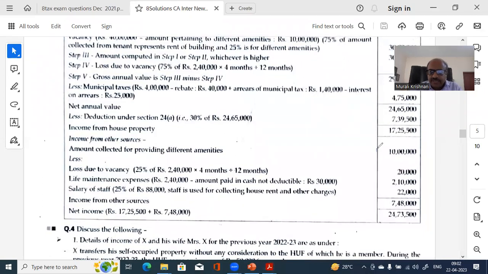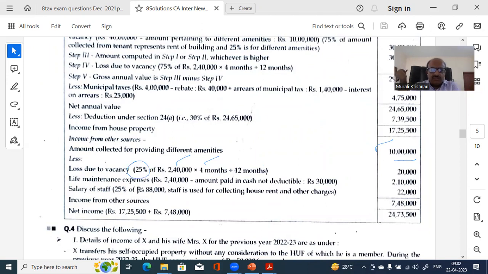For the amenities, 10 lakhs he has got separately. From there, loss due to vacancy, because he has not got the money. Out of the 10 lakhs is the amount on annual rent, but in that, 2 lakh 40 he has not got for that rental. For how many months? For 4 months, divided by 12. How much is that?